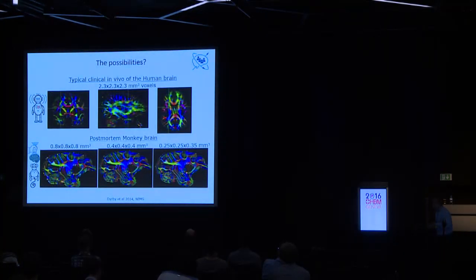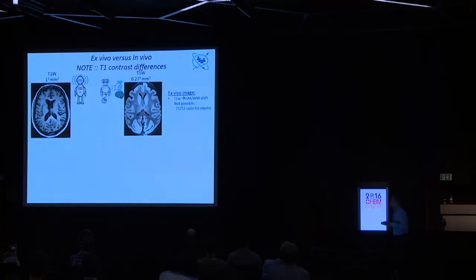Now, this is how we see it today. This is a typical clinical DTI, and this is a post-mortem one. Of course, it takes longer to acquire, but what are the possibilities with this ex vivo imaging compared to in vivo? Before we look at that, it's important to know that we have some challenges here. For example, here is a T1-weighted inversion recovery image in a human in vivo, and then an inversion recovery image in a post-mortem brain. This is a monkey brain.